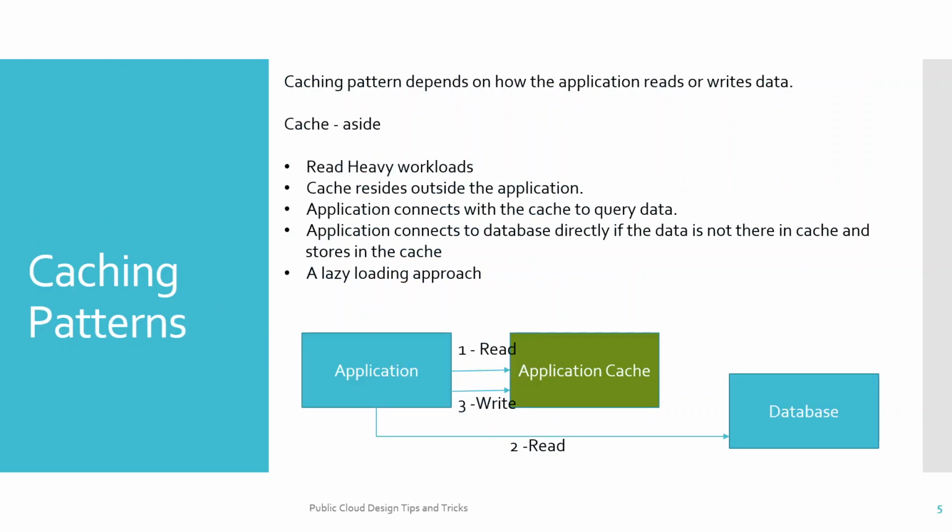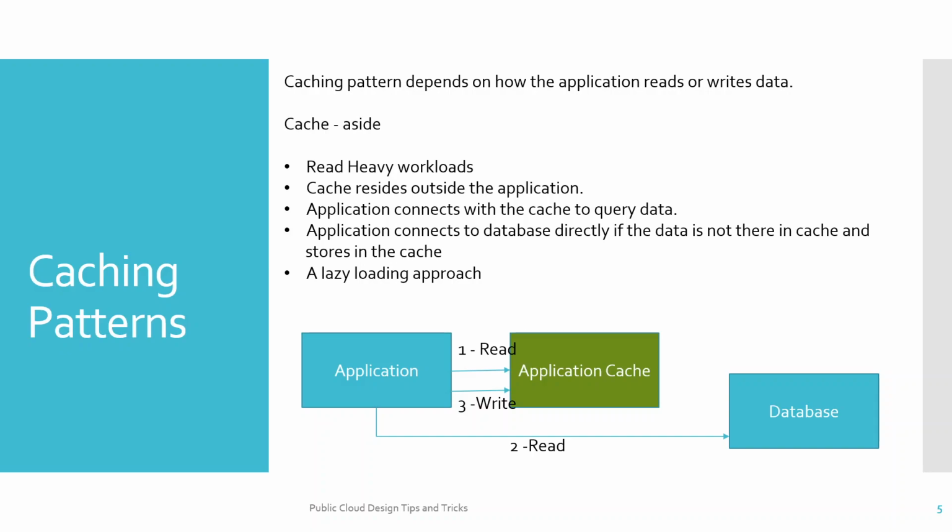Now there are a few patterns for caching actually. So let's discuss them one by one. The caching pattern depends on how the application reads or writes data. So the first pattern is cache aside. This is good for read heavy workloads.